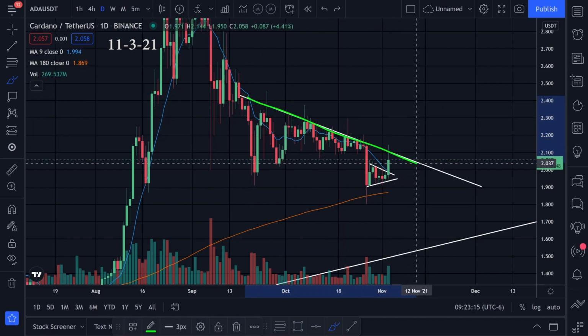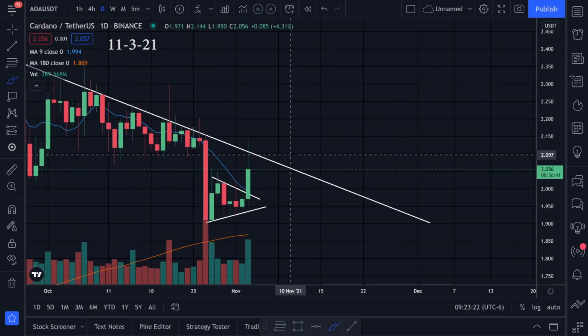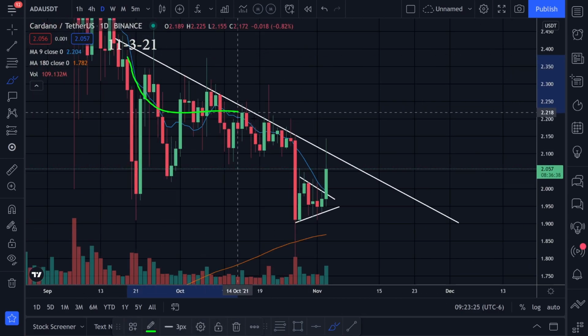In general, if we can break through this trend line and stay above it, I think that's going to be a good signal. Also, we're on the daily time frame right now, and I like watching the 9 moving average. It's coming in right here.